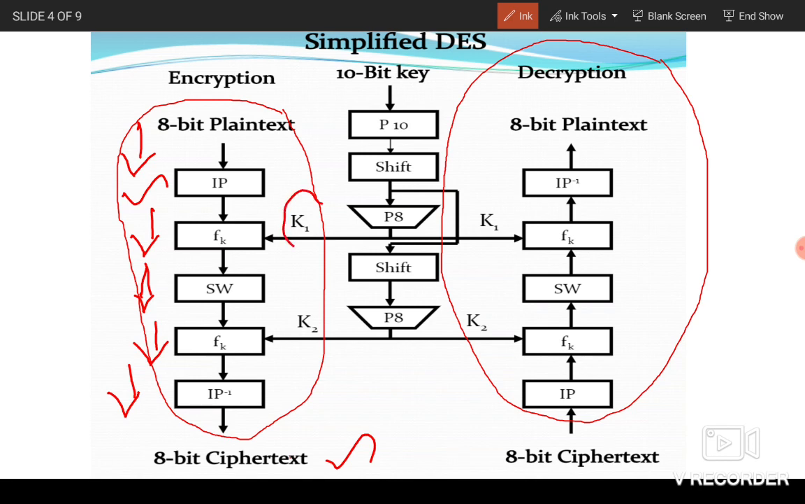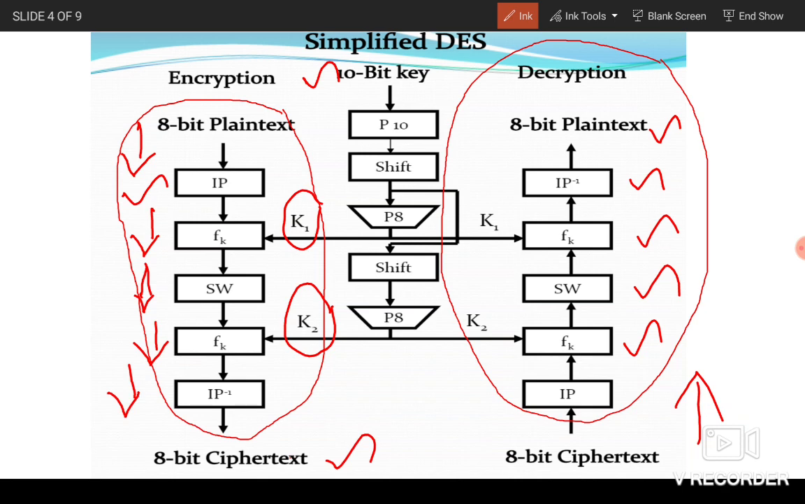And for each function we use two different keys, K1 and K2, and these two keys are generated from a 10-bit key. For decryption the same process is applied. So initially the initial permutation is done on the 8-bit ciphertext, then it is applied to a complex function, then the swapping is done, again one complex function, and finally the inverse initial permutation, and we get the 8-bit plain text block. So how are the keys generated?